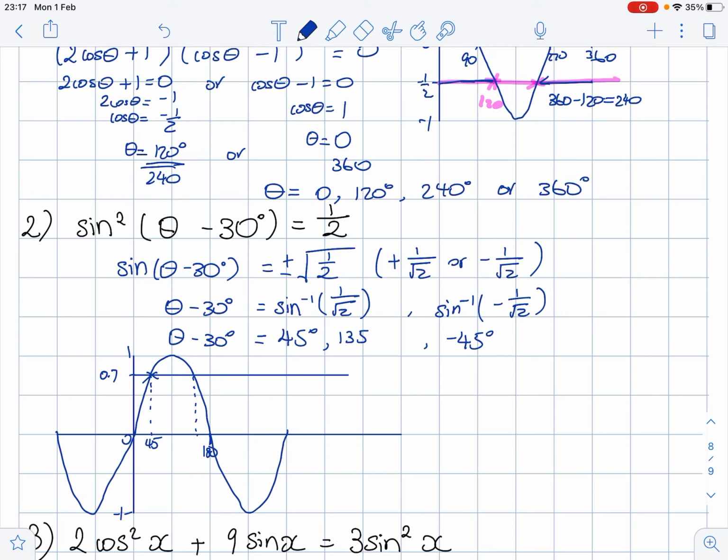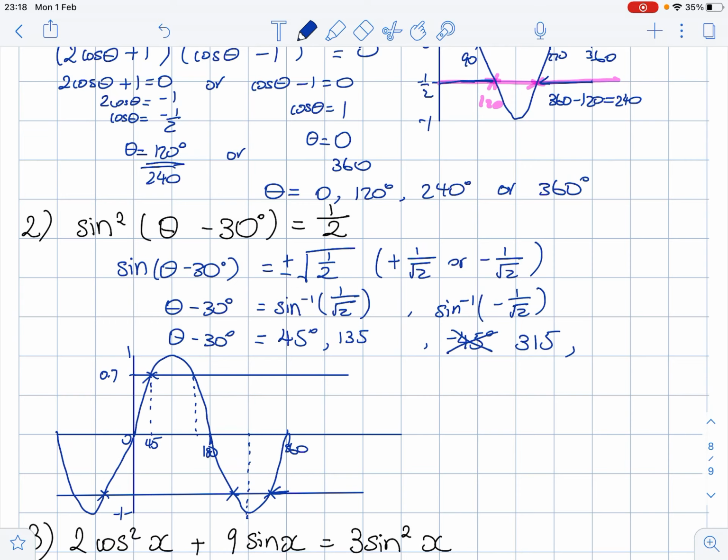Then I'm going to look at my second. So this is when it's approximately minus 0.7. So I'm interested in those points here. So this first one is minus 45. We're not interested in this because it's not in our range. But we do know that it repeats every 360. So we know this value here. So minus 45 plus 360, which is 315.